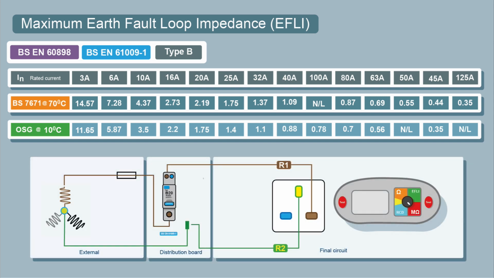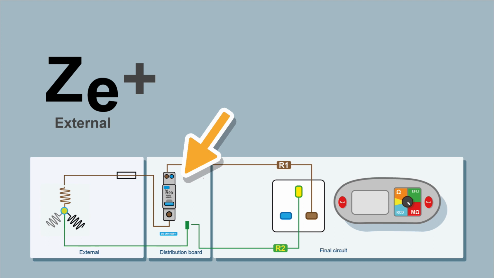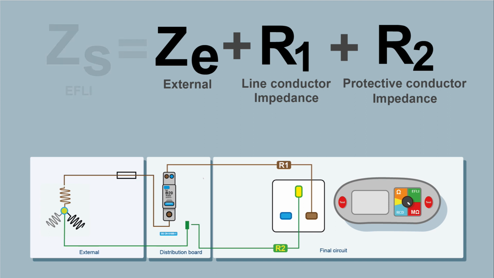So in this drawing I'm going to ignore the neutral. We've got three sections. We've got the external section, that is known as your Ze. We've got the distribution board with the protective device. Then we've got the final circuit, that's known as your R1 plus R2. The two things combined are your Zs.